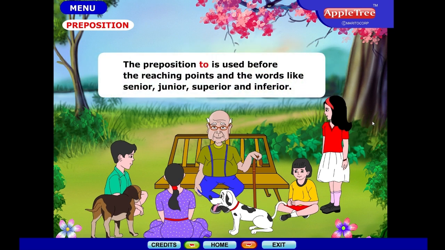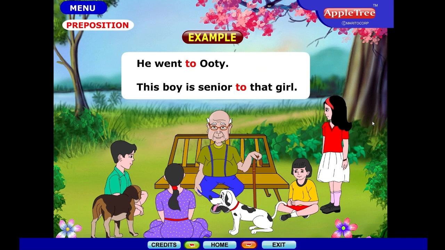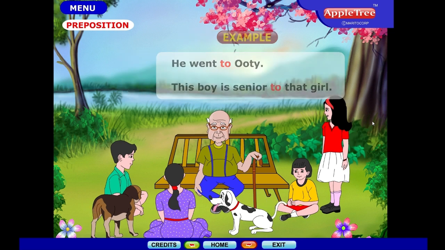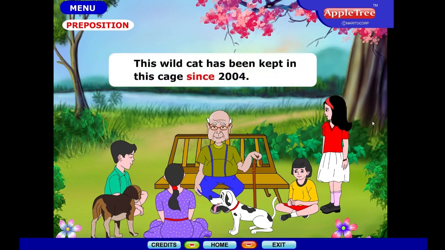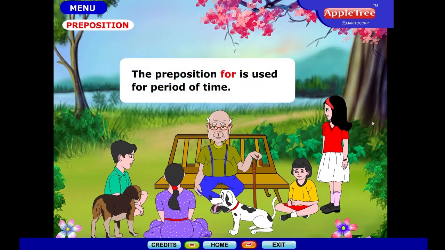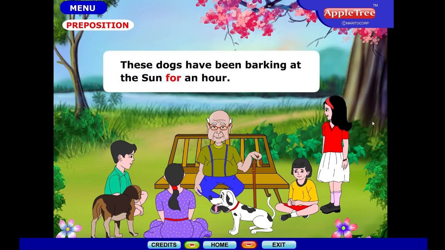The preposition to is used before the reaching points and the words like senior, junior, superior, and inferior. Examples: He went to Ooty. This boy is senior to that girl. The preposition since is used to express point of time. Example: This wild cat has been kept in this cage since 2004. The preposition for is used for period of time. Example: These dogs have been barking at the sun for an hour.